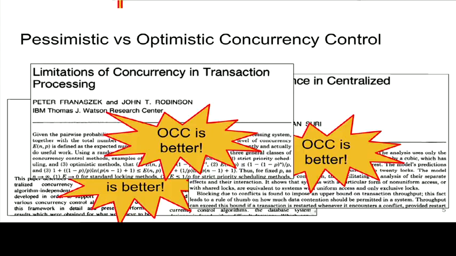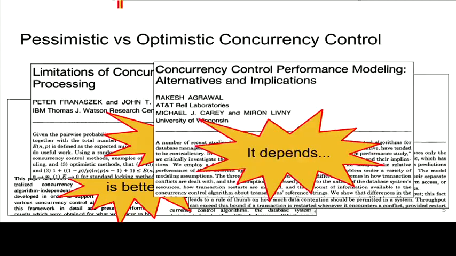But more recently, a landmark paper from Agrawal et al. says that it depends. There are multiple factors which have a role in the performance of OCC and pessimistic concurrency control. What we focus on in this work is looking at contention. By contention, we mean the number of clients or the number of transactions that are being executed in parallel.